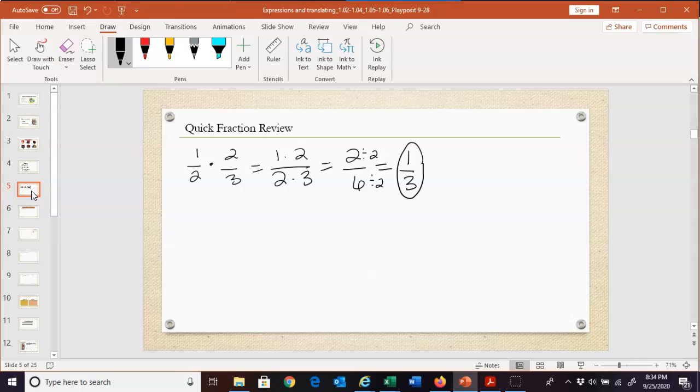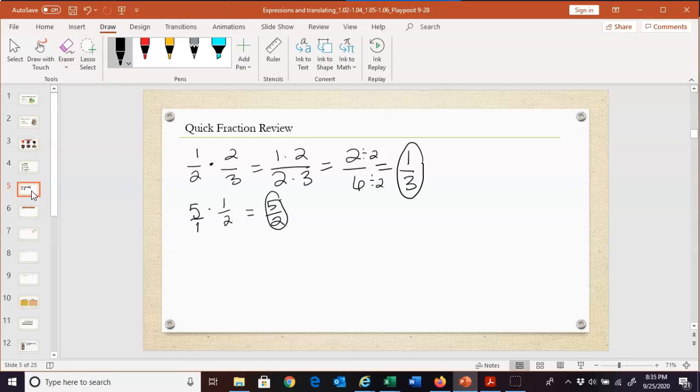So multiplication, we're just going to multiply straight across, top times the top, bottom times the bottom. So what if you had a whole number times a fraction? Now, I don't know about you, but I like to make the numbers look the same. So let's make the 5 a fraction. You can make any number a fraction by putting it over 1. And then we can just go ahead and multiply. 5 times 1 is 5, and 1 times 2 is 2.